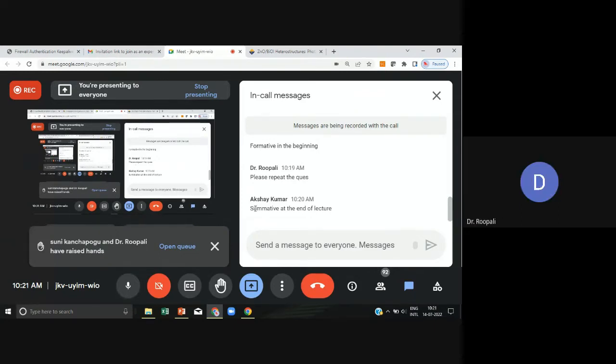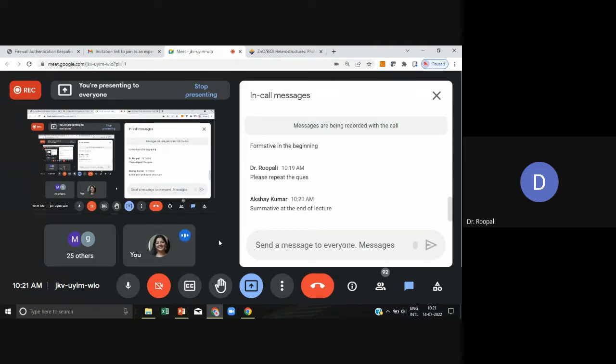Yes, ma'am. Formative is in the beginning, and it assesses whether the person is ready to know what we are talking about, and summative is at the end to know the outcome, whether the learner can provide the outcome. We can assess from that. This is the main major difference. Thank you very much, ma'am.